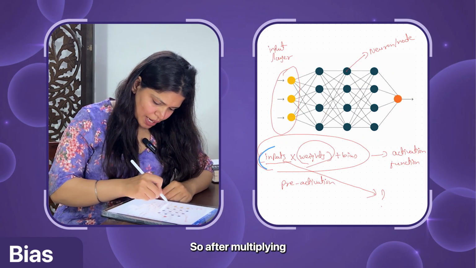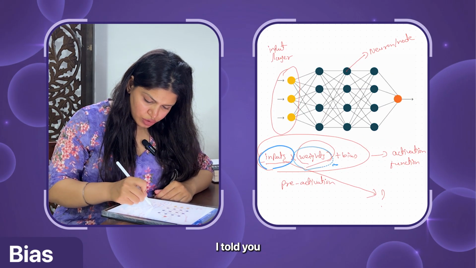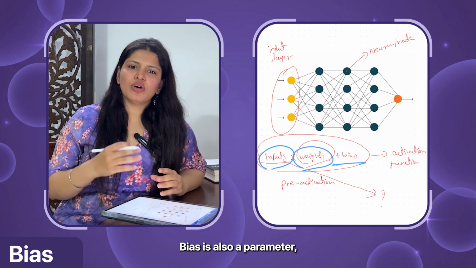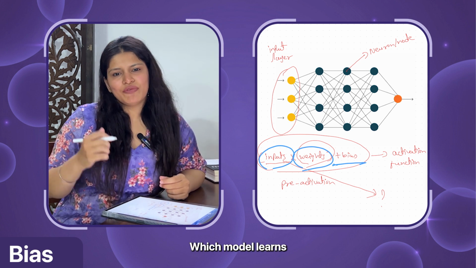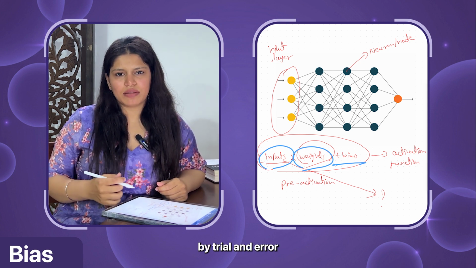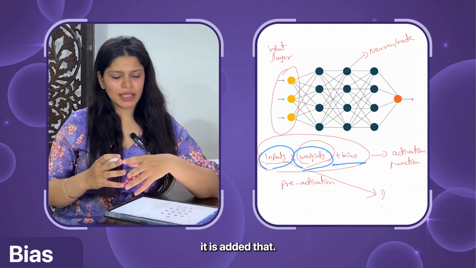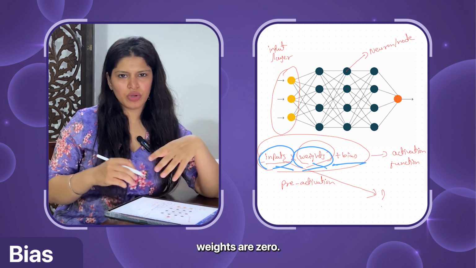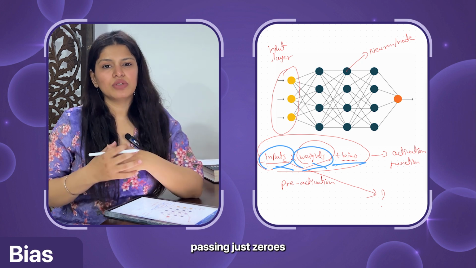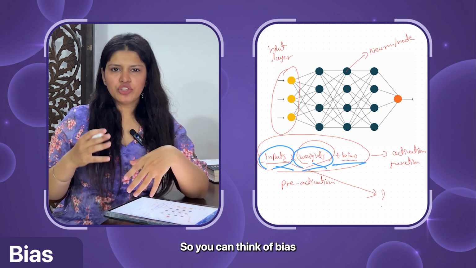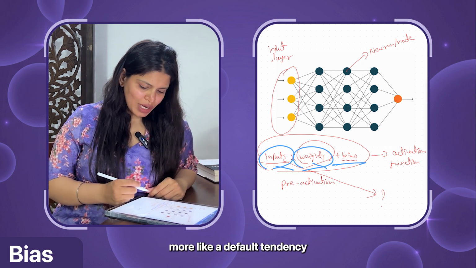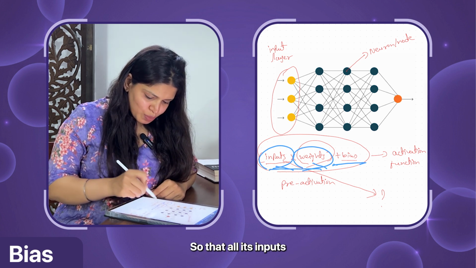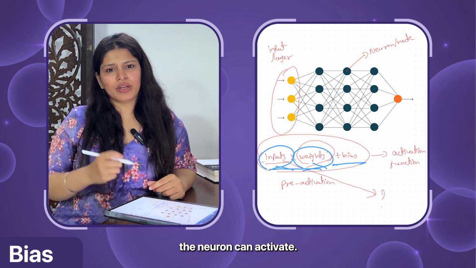So after multiplying inputs and weights, I told you the network adds bias. But the question is, where does bias come from? Bias is also a parameter just like weights, which the model learns by trial and error. And the main reason it is added is that suppose all inputs for a neuron are 0 and all the weights are 0, then the neuron would be passing just zeros ahead, right? We don't want that. So you can think of bias more like a default tendency or a prior inclination, so that even if all its inputs and weights are 0, the neuron can still activate.